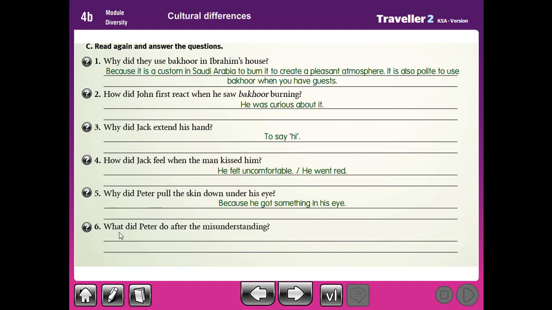Very good. What did Peter do after the misunderstanding? He apologized. He said sorry, or he didn't say anything. He apologized. That's very good. To Daiki, his brother, and tried to explain.